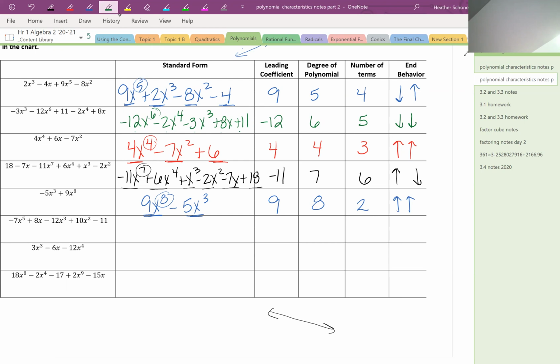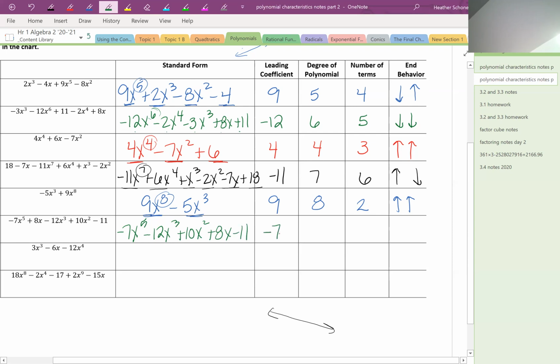All right, one more. We have negative 7x to the 5th minus 12x to the 3rd plus 10x squared plus 8x minus 11. So the leading coefficient is the number out front, which is negative 7. The degree is the highest exponent, which is 5. The number of terms would be 1, 2, 3, 4, 5.